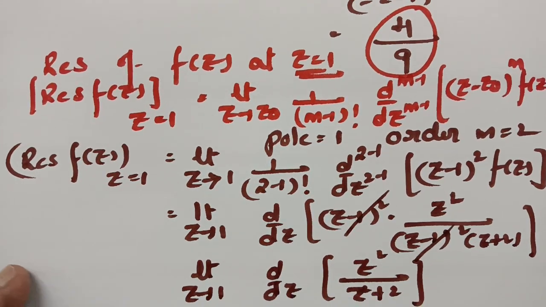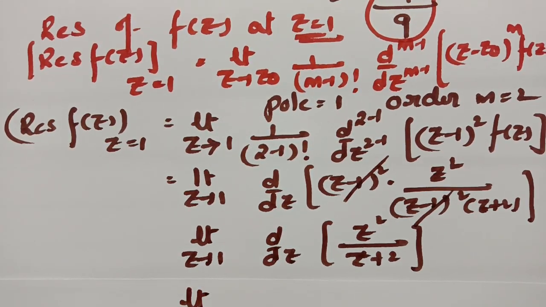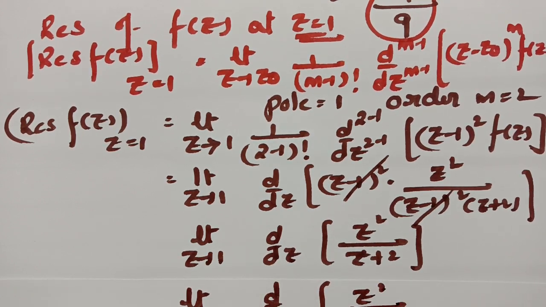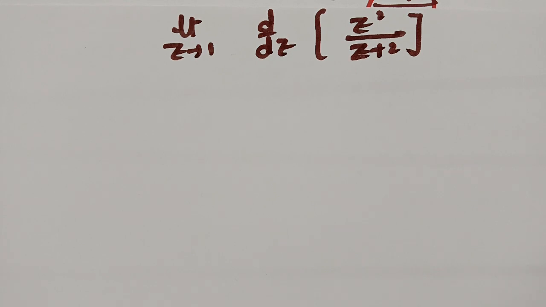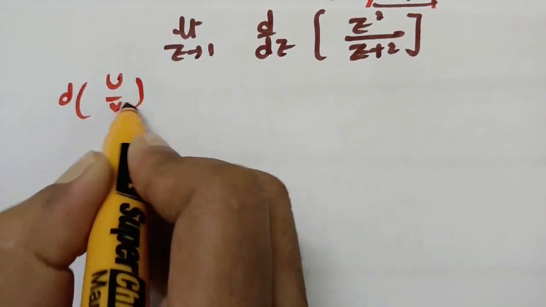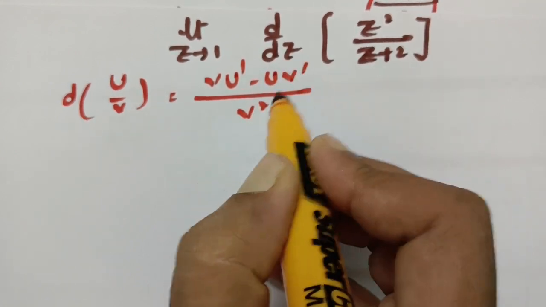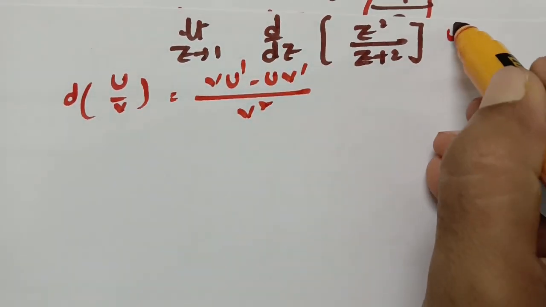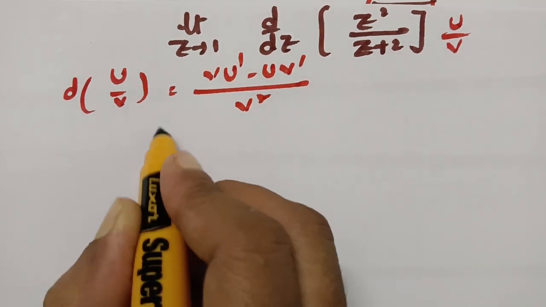Now we have to make a derivative for this. So that is limit z tends to 1 of d by dz of z squared by (z plus 2). Now we have to use the UV rule. The UV rule is nothing but the derivative of u by v is (v u dash minus u v dash) by v squared. Clear? So this is u and this is v.